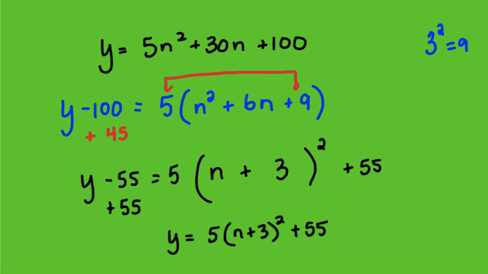All right, now my a in front tells me that it's going to be narrower than the parent graph, and that my vertex is (negative 3, 55). And that's how you put a standard form quadratic into vertex form, by completing the square.